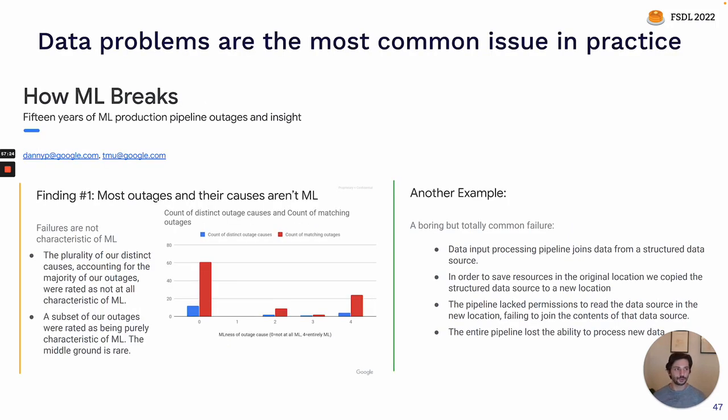And the reason why this is useful is because data problems tend to be the most common issue with machine learning models in practice. So this is a report from Google where they covered 15 years of different pipeline outages with a particular machine learning model. And their main finding was that most of the outages that happened with that model did not have a lot to do with ML at all. They were often distributed systems problems, or also really commonly, they were data problems. One example that they give is a common type of failure where a data pipeline lost the permissions to read the data source that it depended on and so was starting to fail. So these types of data issues are often what will cause models to fail spectacularly in production.